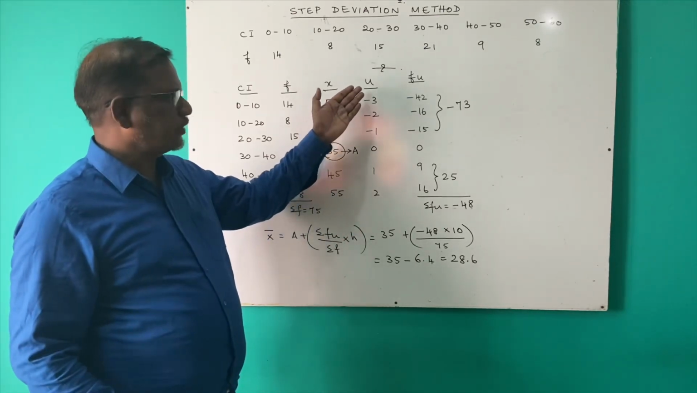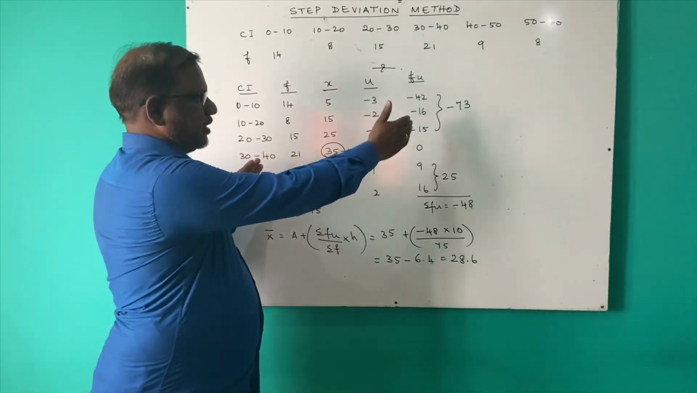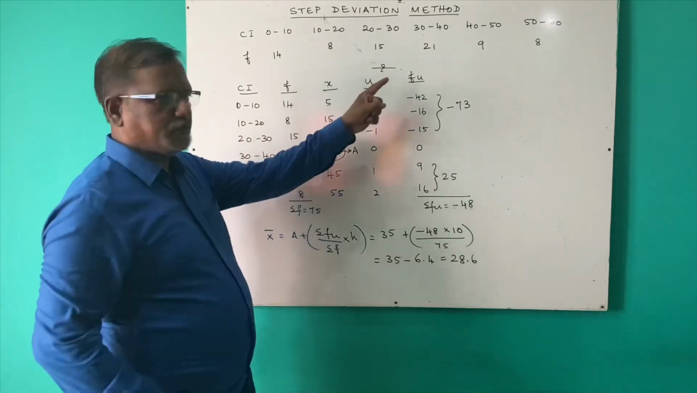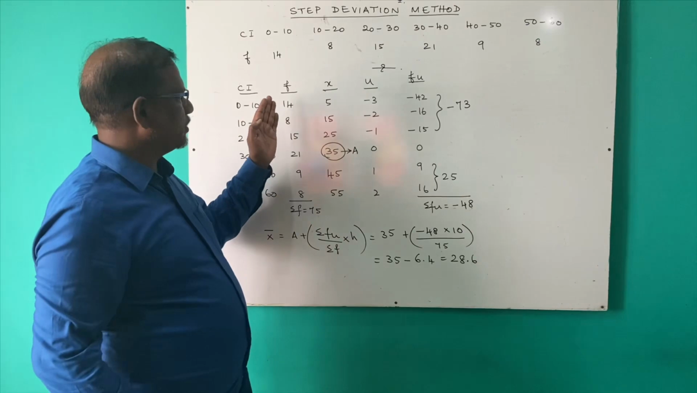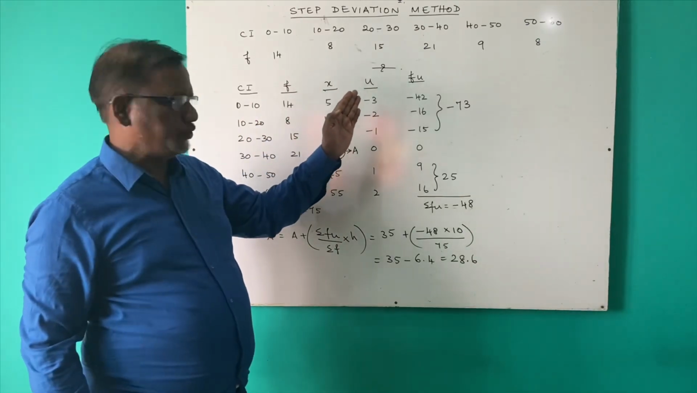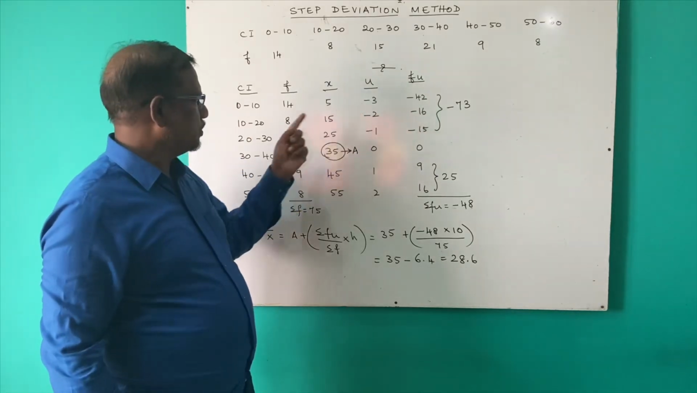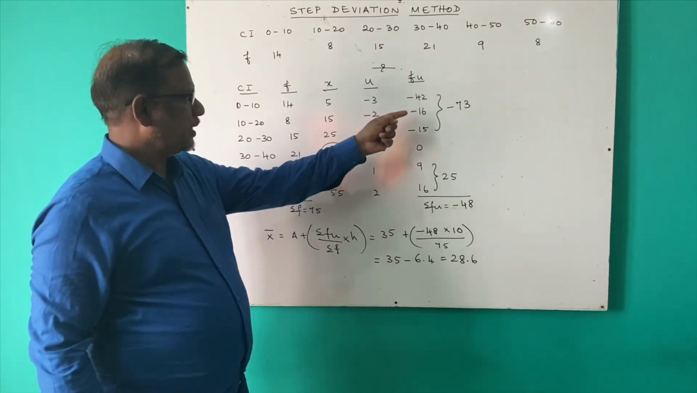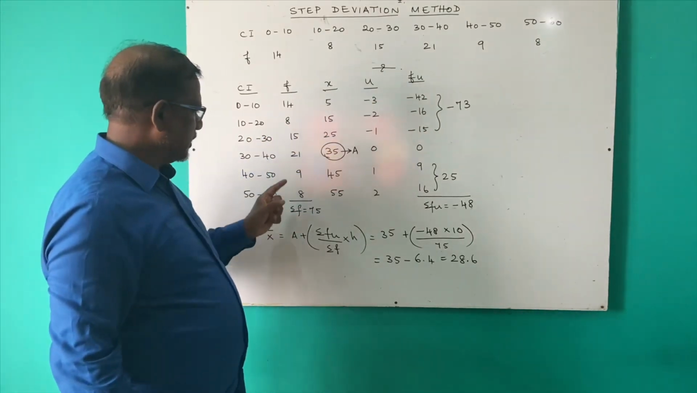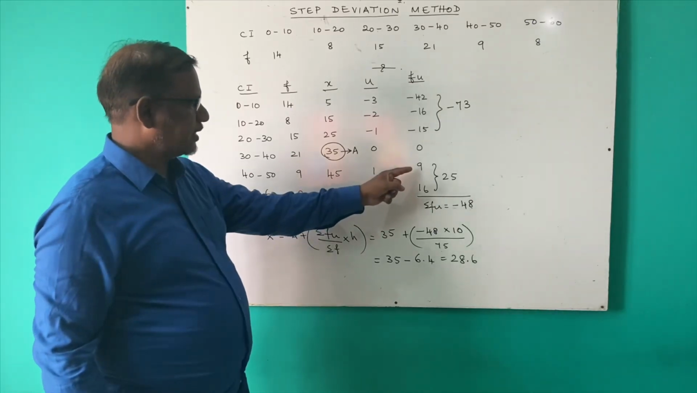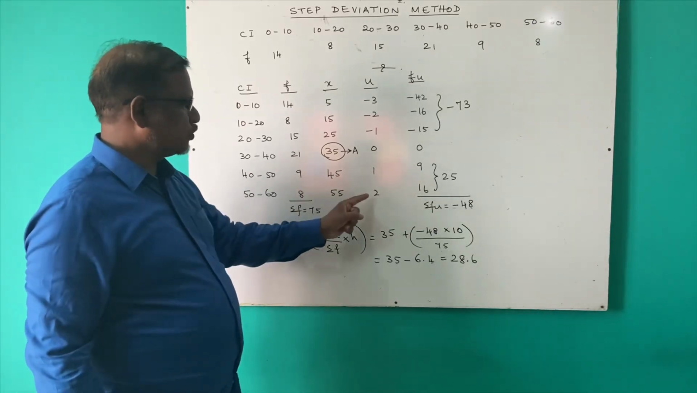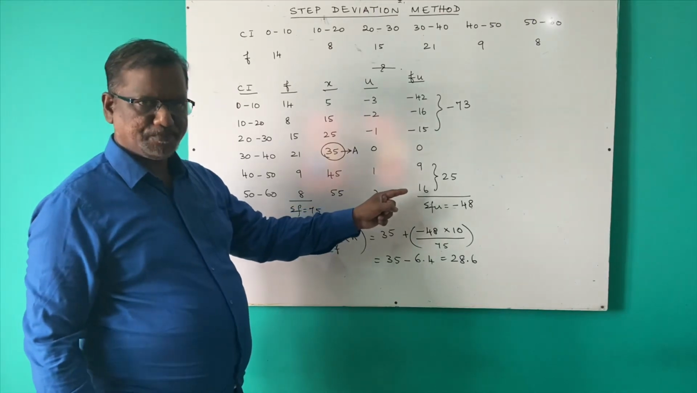Once we find out the u column, the last column we have to find out is the fu column, which is nothing but the product of f and u. 14 into minus 3, you get minus 42. 8 into minus 2, minus 16, and so on. Similarly, 9 into 1, we get 9, and 8 into 2, we get 16.